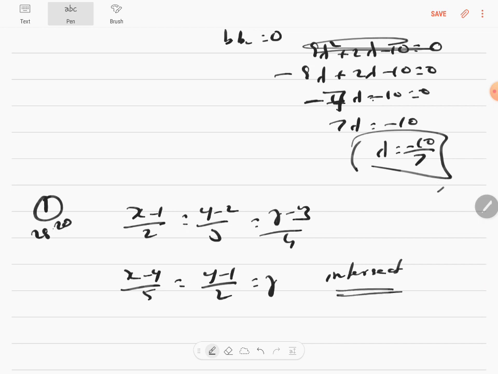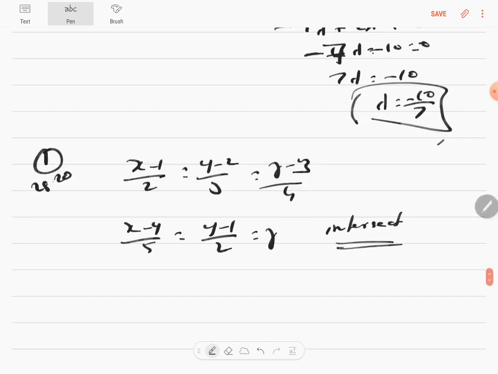Okay, and so then what you do, you write this equation in the right format, is equal to lambda, but this equation is not in the right format.